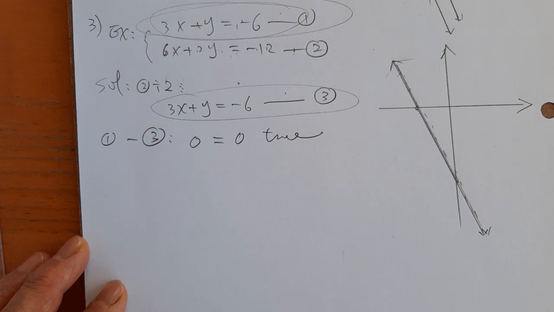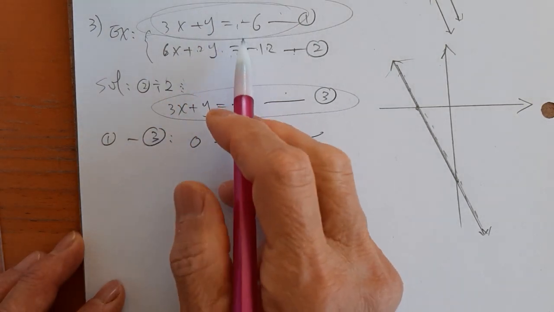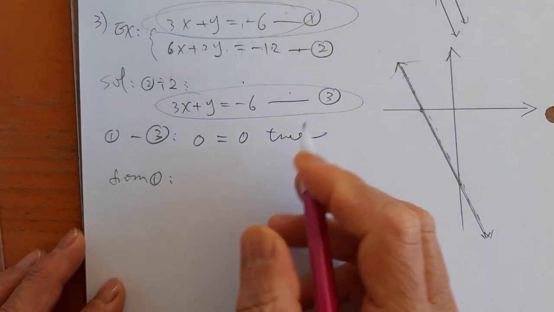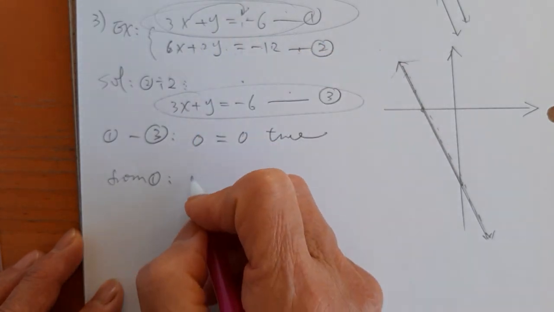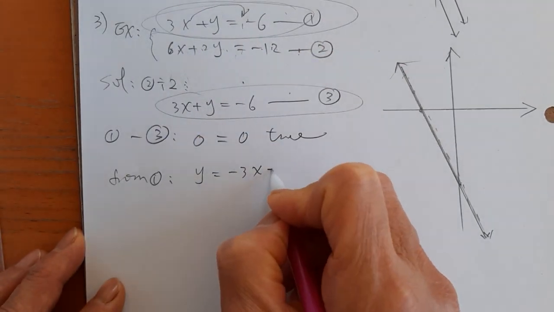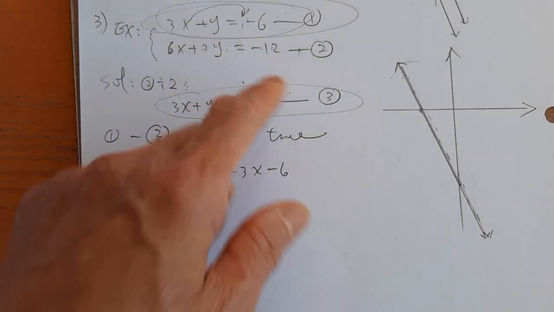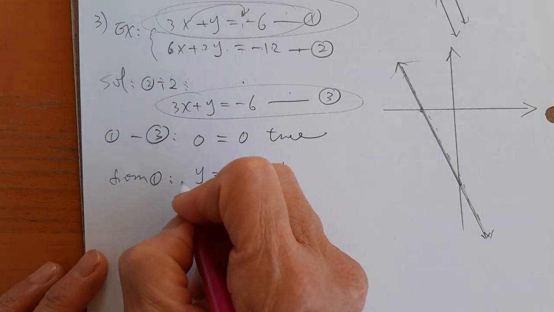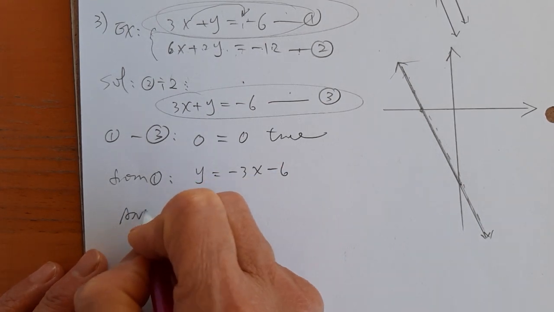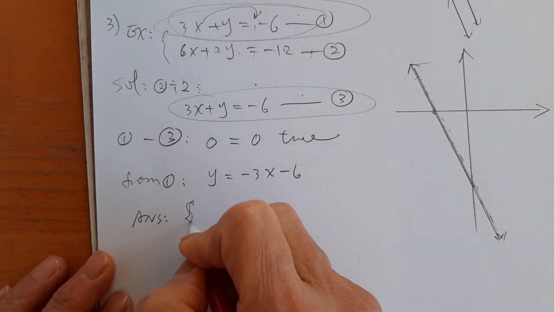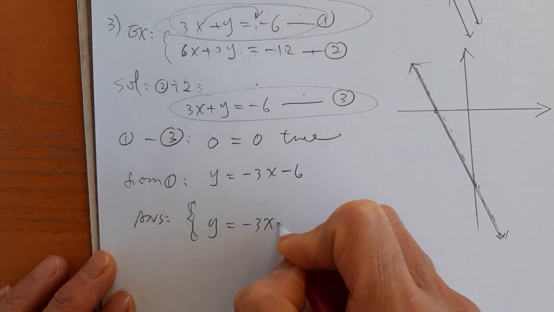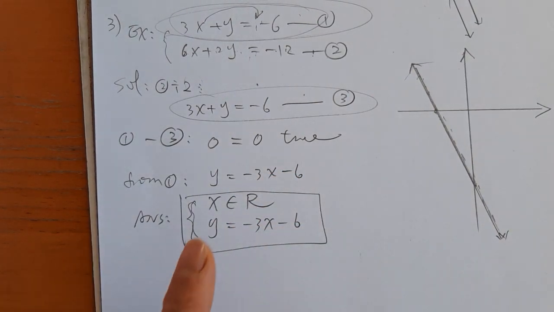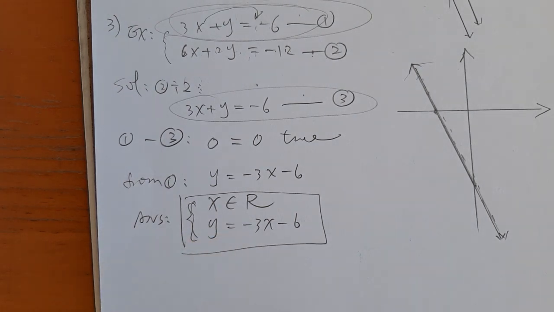You have to write down the solution. How do you write down the solution? From the first equation, you move this over and change the sign. You get y equals negative 3x minus 6, subtracting 3x from both sides. Then you can put down the answer in linear system way: y is negative 3x minus 6, and x is all the real numbers, x belongs to R. That's one way to write the solutions.